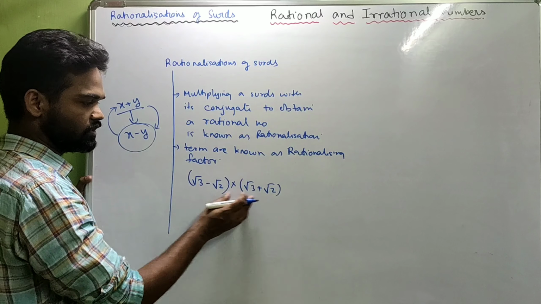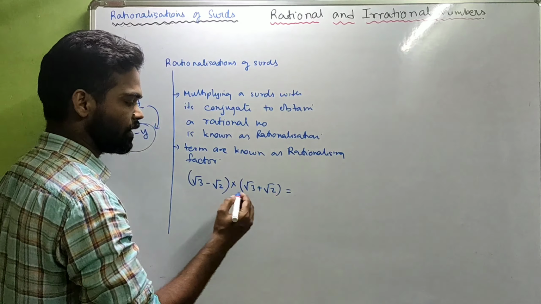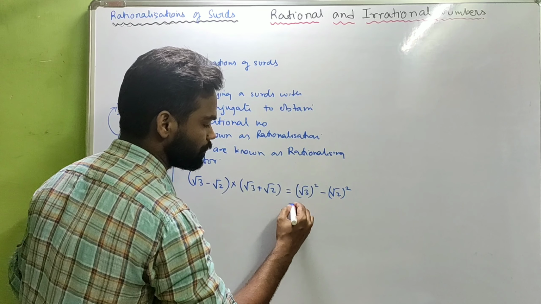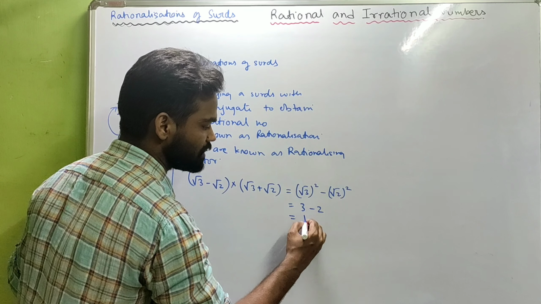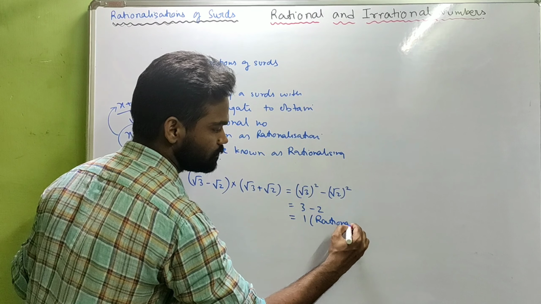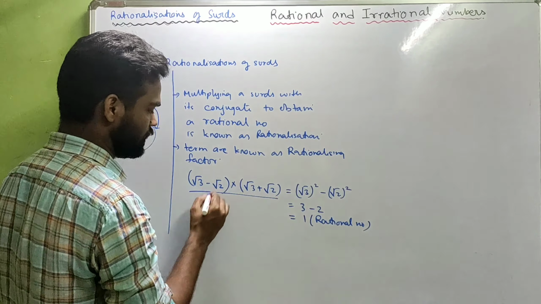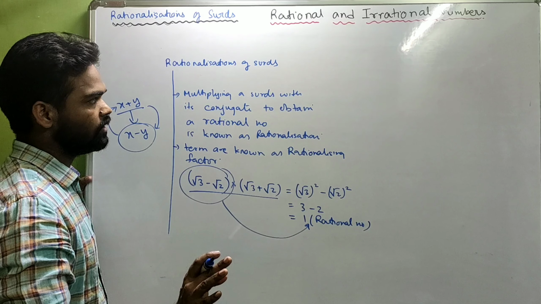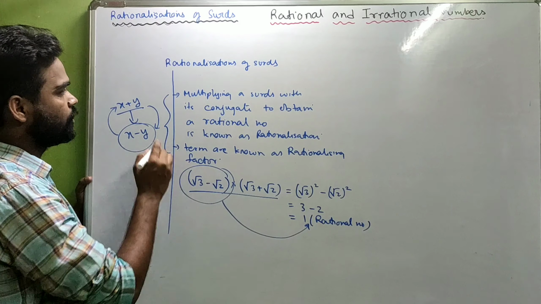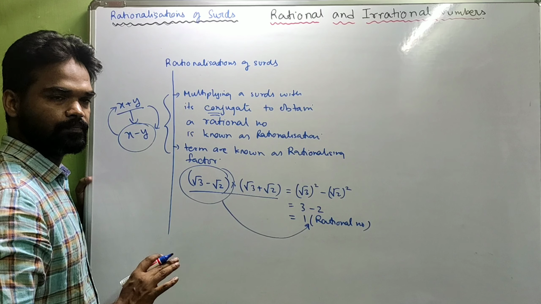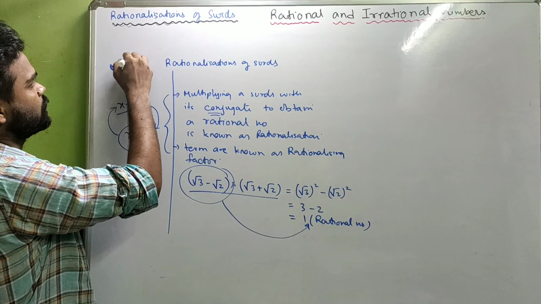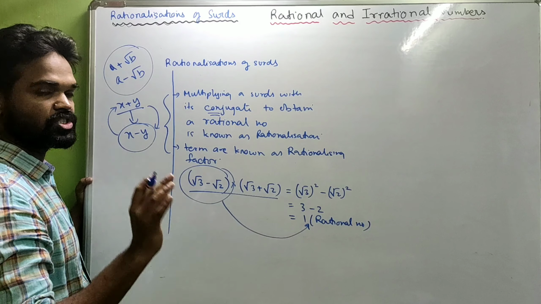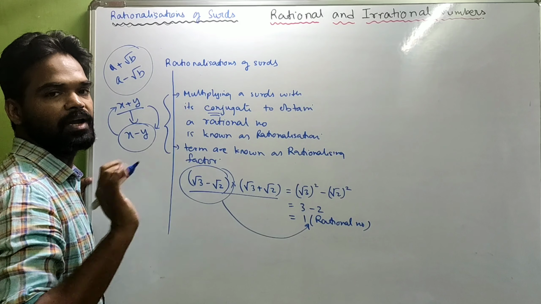So when you're multiplying this by this, what do you get? See, (a plus b)(a minus b) is a square minus b square, which is 3 minus 2, that's 1, which is a rational number. So by rationalizing, what I did, I changed a surd into a rational number. Am I clear? This is the meaning of rationalization. Remember, conjugate. Okay? a plus root b, the conjugate will be a minus root b. Am I clear? Just change the sign in the middle of the binomial.